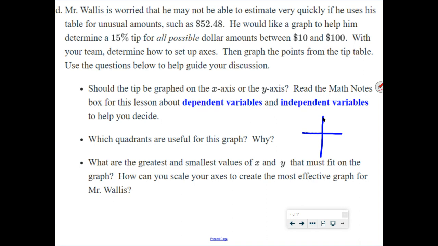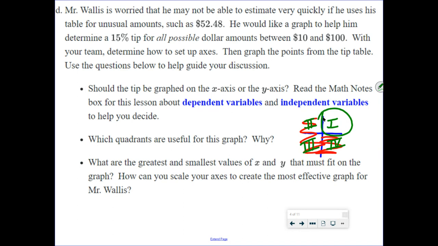So what quadrants do I need? I need only positive, which would narrow it down to quadrant 1. Do you remember the values here? This is quadrant 1, this is 2, this is 3, this is 4. You need to know those. I only need quadrant 1, okay?